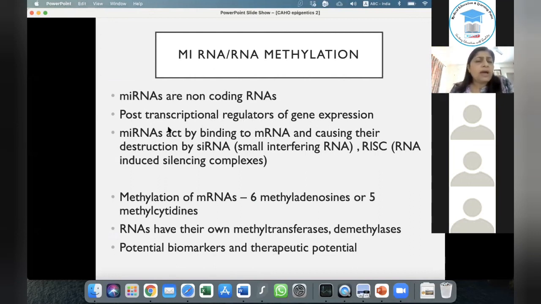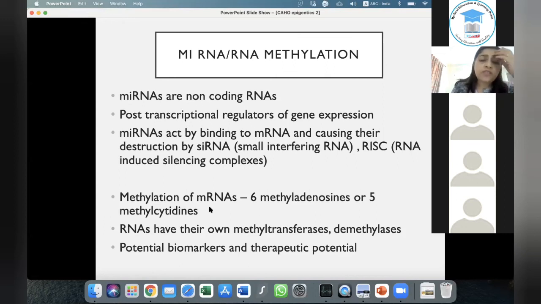And how do these miRNAs actually regulate gene expression? So these miRNAs are actually nothing but a small string of nucleotides, and they bind to the messenger RNA and cause their destruction by siRNA. siRNA is nothing but small interfering RNA, or they could destroy the mRNA by the RISC complex, which is nothing but the RNA-induced silencing complex. So these are basically a string of miRNAs which could attach itself to different areas of the messenger RNA and destroy it, and thereby cause downregulation of particular genes.